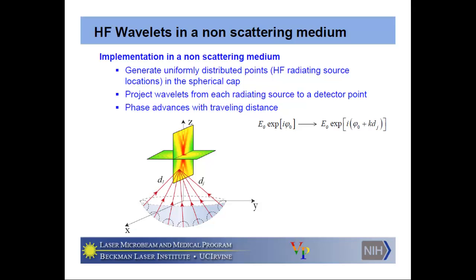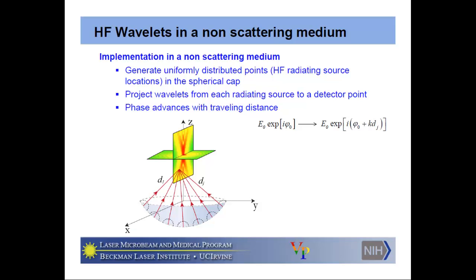because when you have few radiating points, the vectors have to cancel each other. So if one is like that, the other one has to be in the exact opposite direction to cancel out. But if they are not, then we don't get a very good result. So what we do is we uniformly distribute points on this spherical cap and then generate Huygens-Fresnel wavelets. And here's our detector.